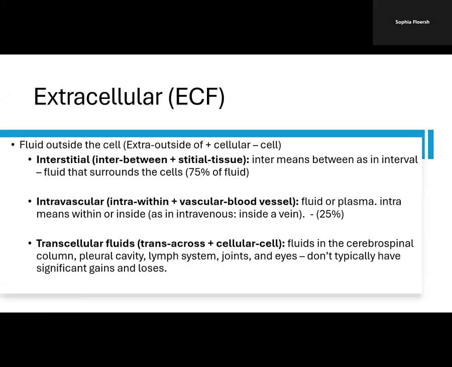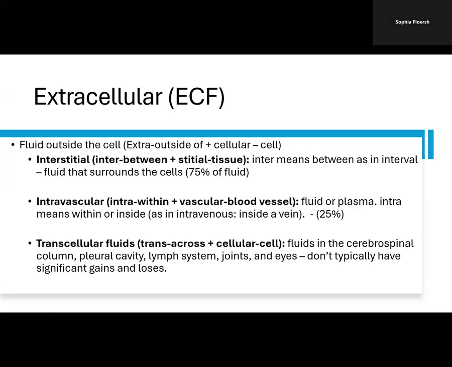Extracellular fluid is fluid outside the cell: extra means outside, cellular means cell. You've got the interstitial, so that's inter, between, and stitial, tissue. So that literally means in between the tissues. This is fluid that surrounds the cell, which is 75% of fluid. Then you've got the intravascular: intra means within, vascular means blood vessel. So that's fluid or plasma.